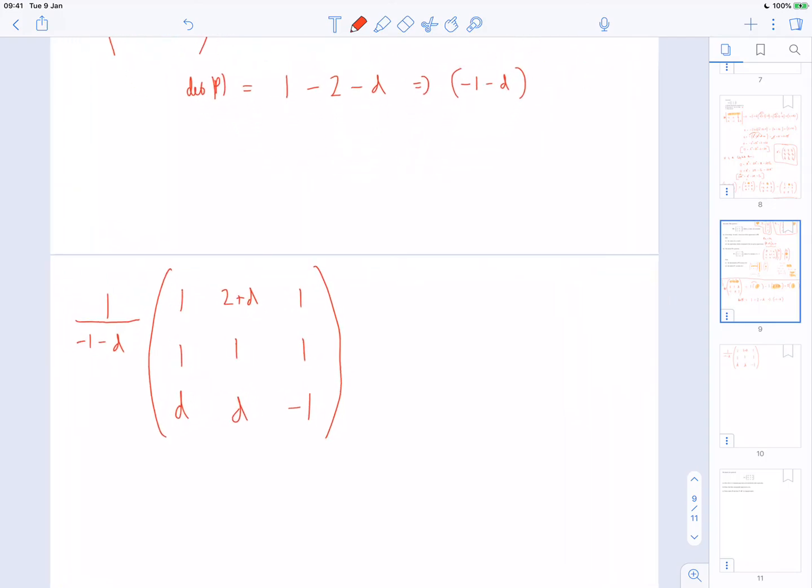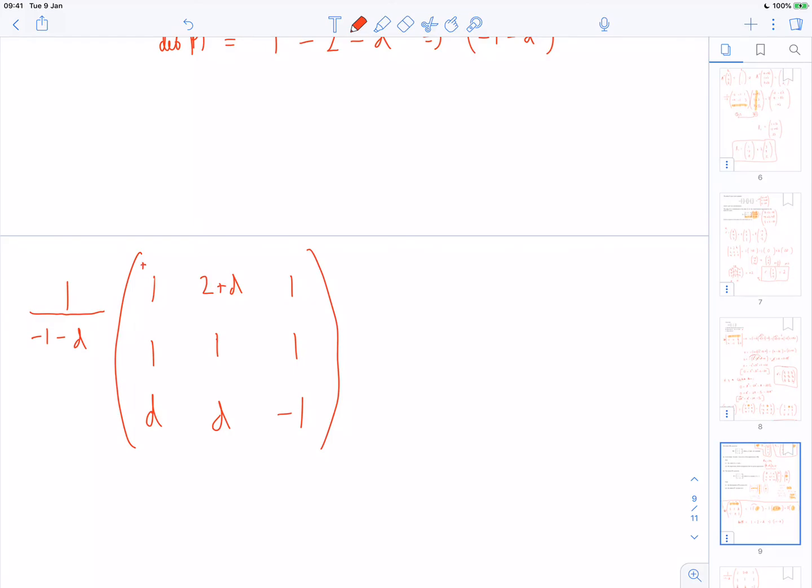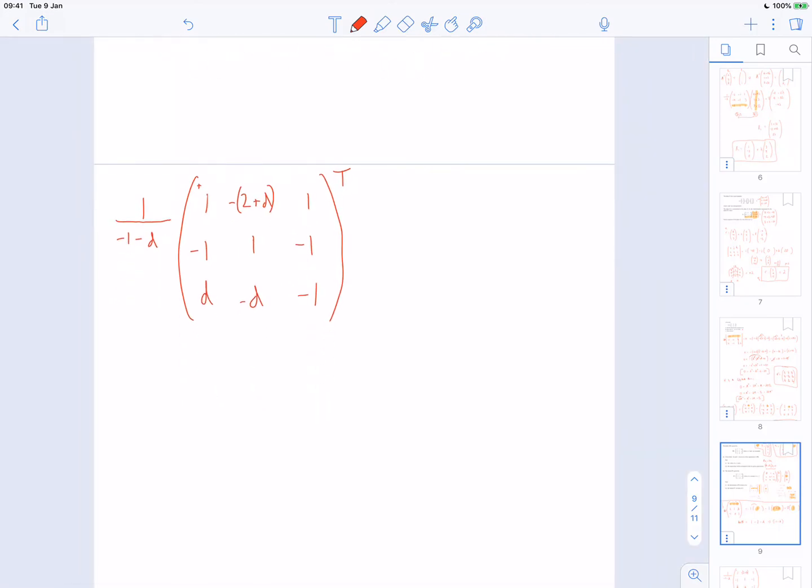And now I'm going to apply the checkerboard to this, so I've got a plus, this is a minus, that's a plus, that's a minus, that's a plus, that's a minus, that's a plus, that's a minus, and plus that. And then remember, I need to transpose all of this stuff.